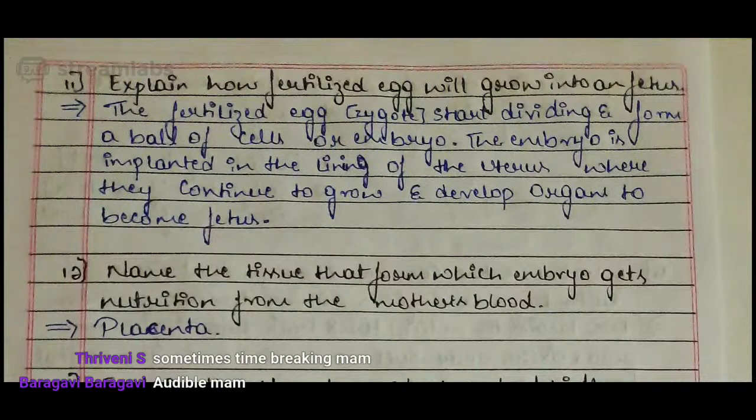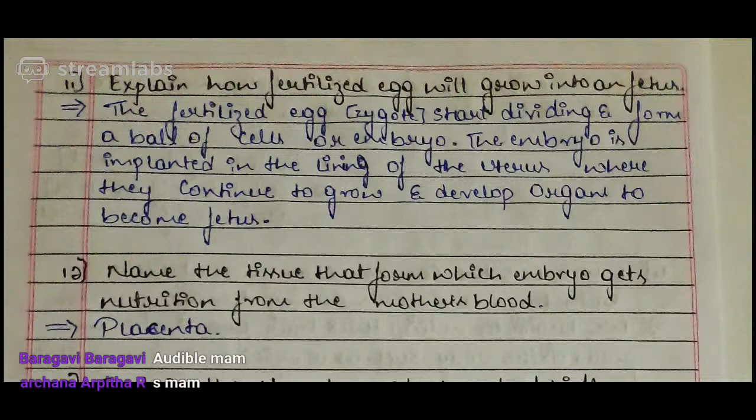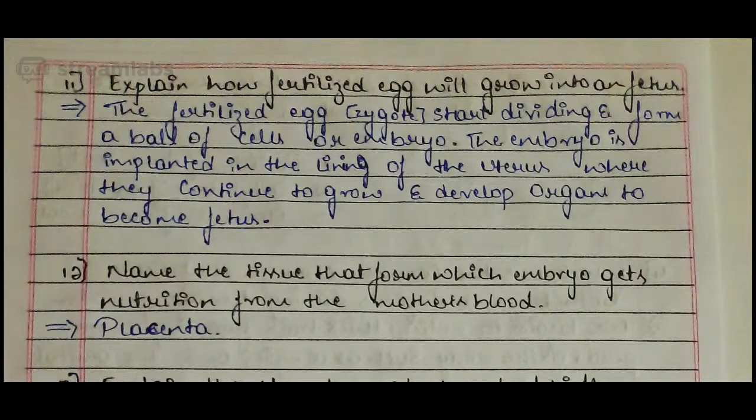Explain how a fertilized egg will grow. Sperm and ovum, egg. Now they develop organs. This is how the egg converts into a fetus.